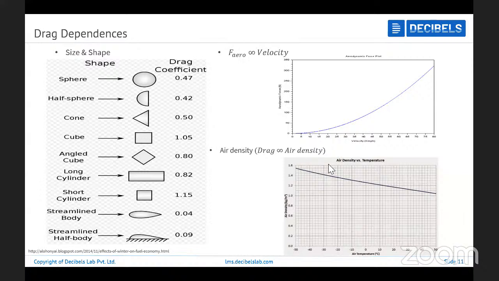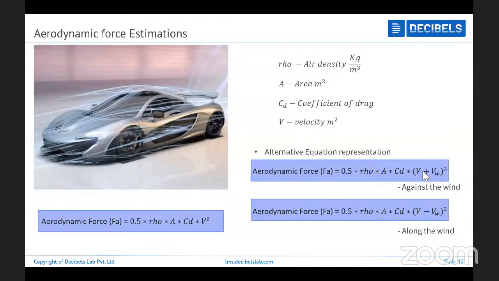And air density. Different regions or cities will have different air density. It depends on temperature: as the temperature decreases, there will be higher air density. The air density is directly proportional to your force. So the lower the temperature, the higher the air density, and it's going to affect the aerodynamic force. Just make a note of this equation, only this equation, and leave these alternative equations for now.